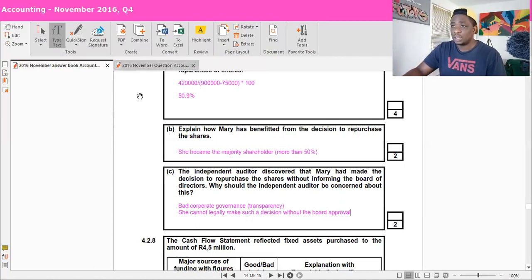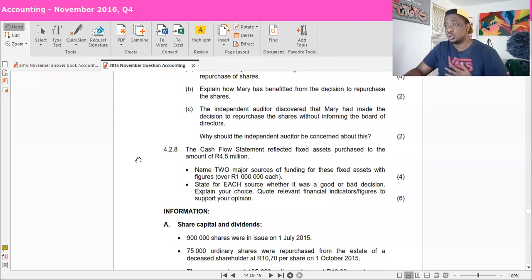Cool. And then let's go to question 4.2.8, which is the last question of this question paper. It says here, the cash flow statement reflected fixed assets purchased to the amount of 4.5 million, and then name two major sources of funding for those fixed assets, figures that are over 1 million each, and then state for each source whether it was a good or bad decision, explain your choice, and quote relevant financial indicators to support your decision.